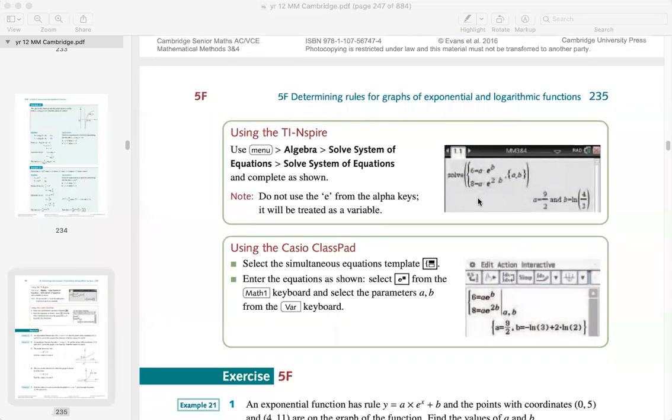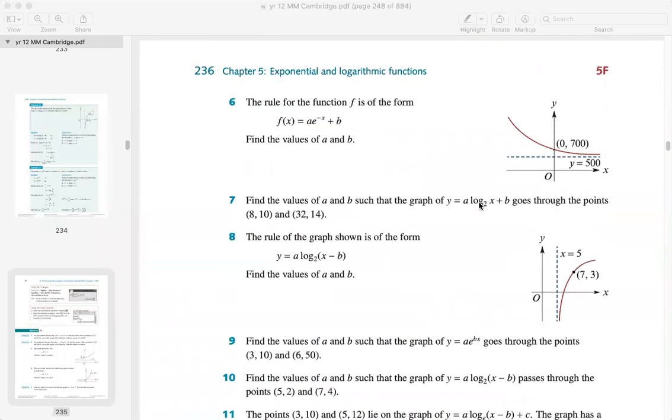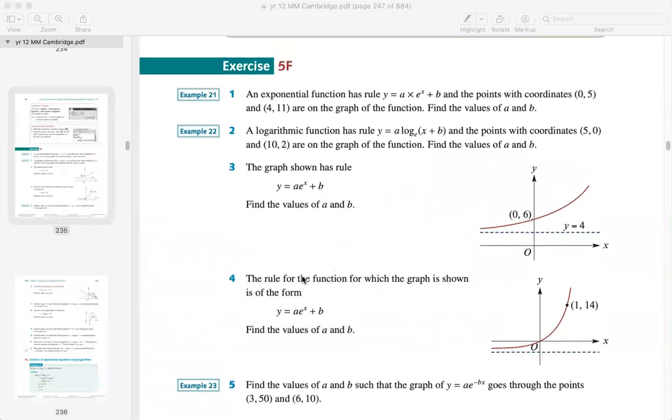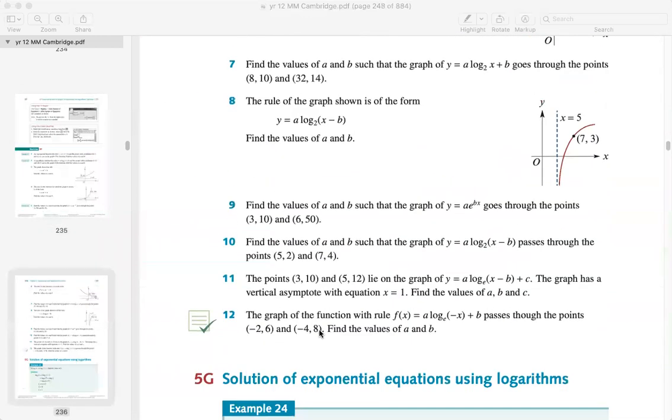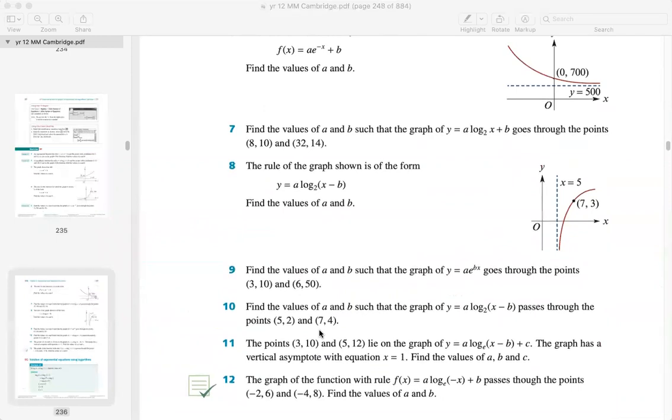Okay, so for 5F, I highly recommend you guys try 3, 4, 6, and 8. Okay, of course you can also try the 9, 10, 11, 12 to get these ideas how to calculate A and B. And since we still have a little bit of time, we can still do one more question together.